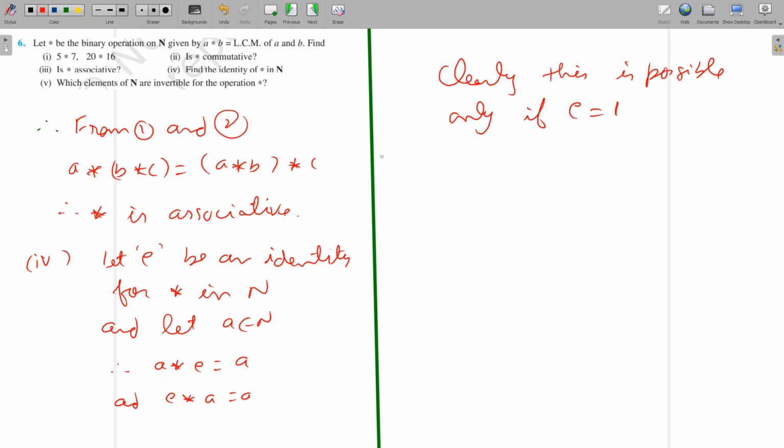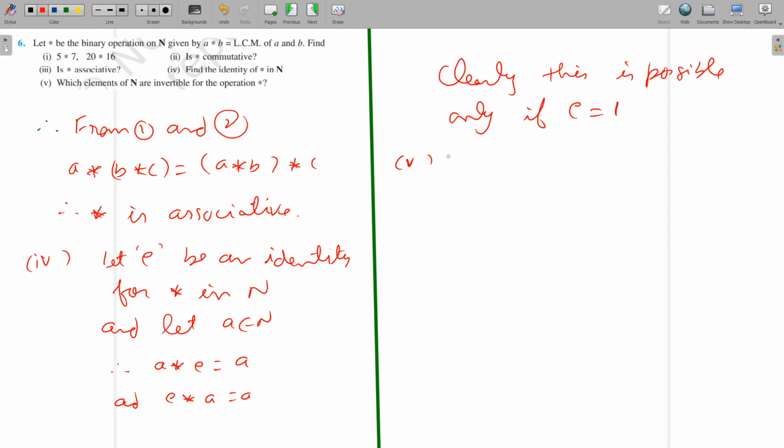Now let us go into part 5. Part 5 is very simple one, because it says which elements of N are invertible. We know that the product of two natural numbers is 1 only if both of them are 1, and if any one of them is not equal to 1, then definitely the product will not be 1. Suppose we take 7 and 1, then the product will be 7. If we take 7 and 3, the product will be 21. So the possibility of the product of two numbers being 1 is only if both of them are equal to 1. So definitely there is only one element which is invertible, that is 1 itself.